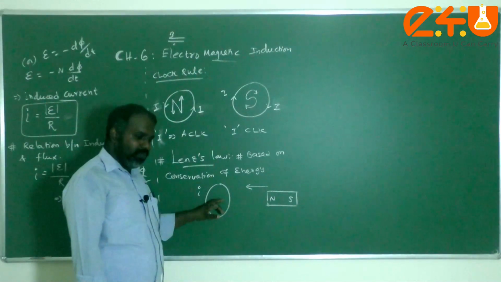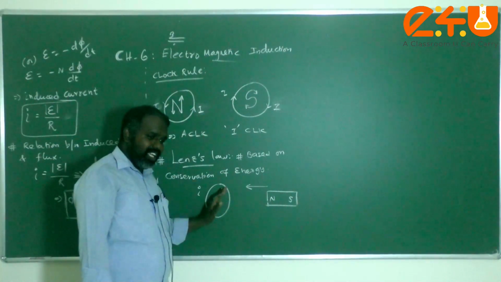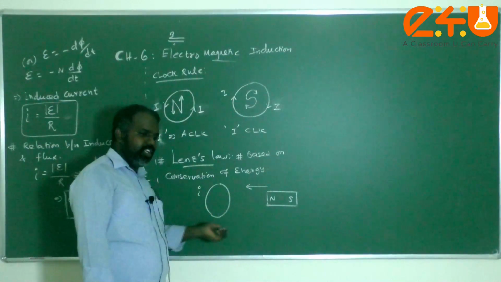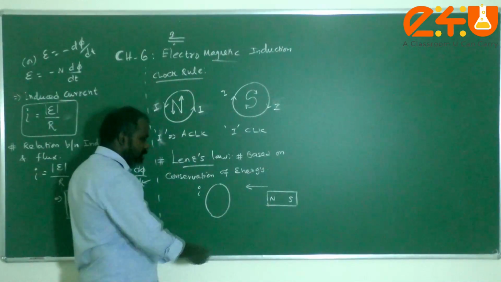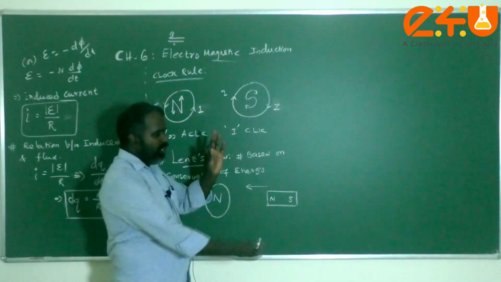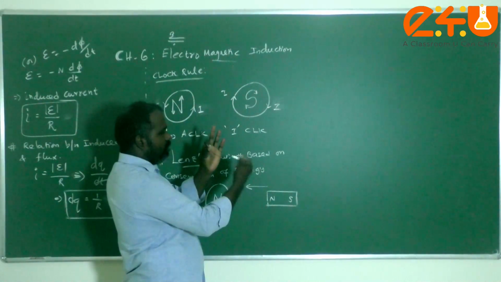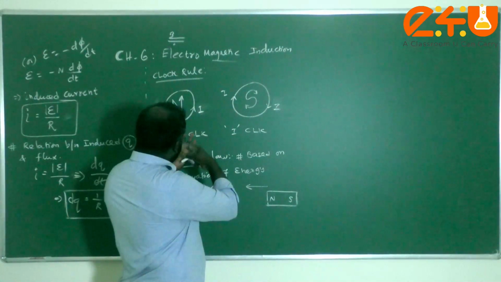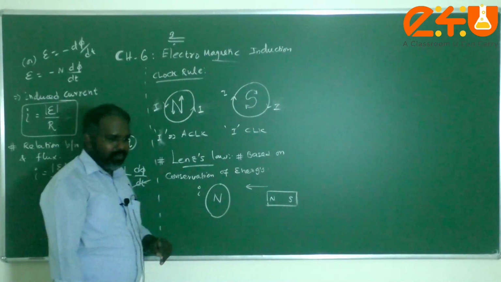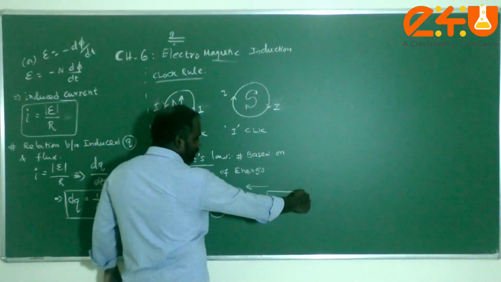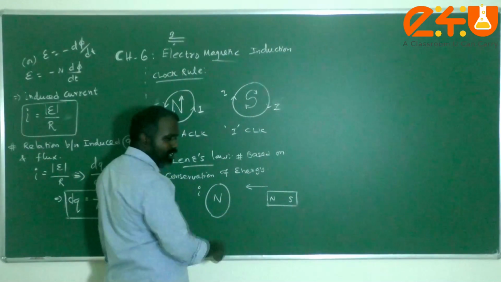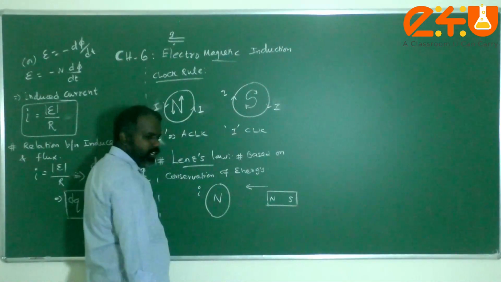So what polarity should it be? There should be a repulsion. Then only the motion will not be supported by the flux or field produced in the loop. So now let us assume that this side will act as a north pole. The magnet is coming towards the loop. In this case, if this side acts as a north pole, then what happens? Like poles repel. So if I want to move the magnet further towards the loop against this magnetic repulsion, I must do some external work.